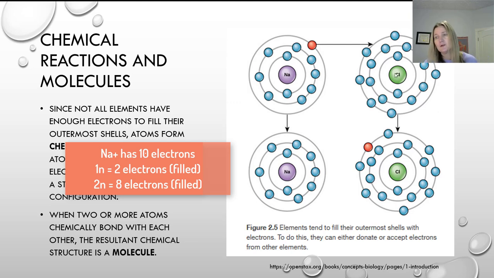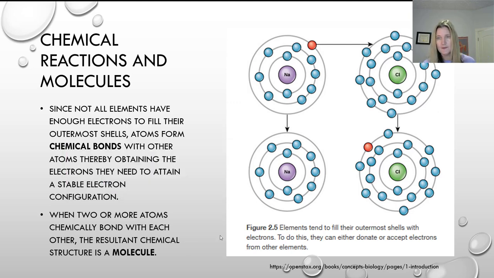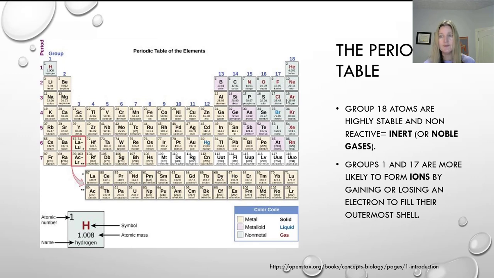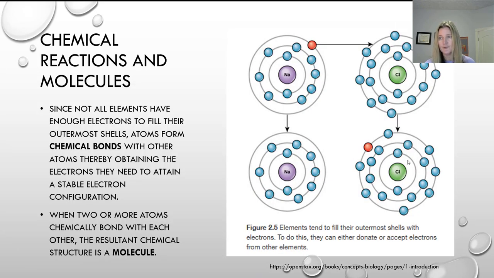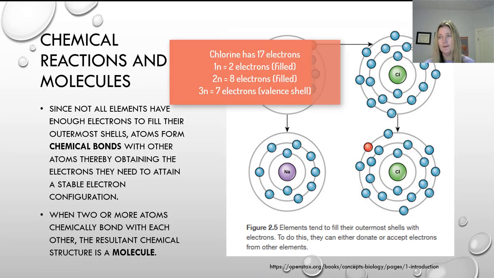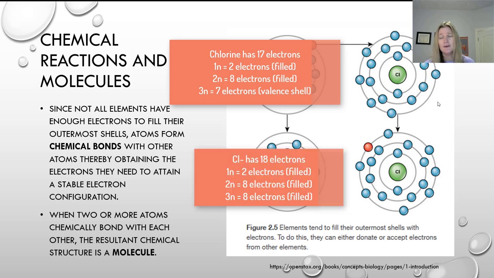Over here, chlorine, let's go back and look. Chlorine has 17 protons, so if it's a neutral atom, it would have 17 electrons. The first 2 electrons fill the innermost shell, then 8 fill the second shell, and then we have 7 filling the third shell. So it just needs 1 more to fill its valence shell. So it really wants to get an extra electron and become an ion, okay?